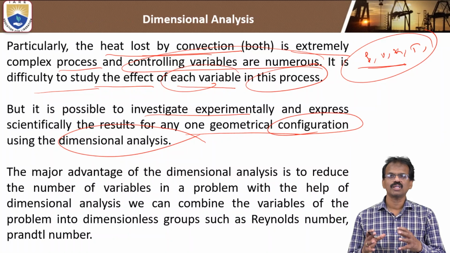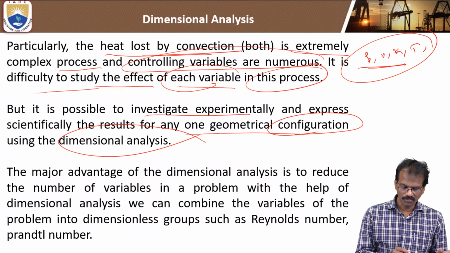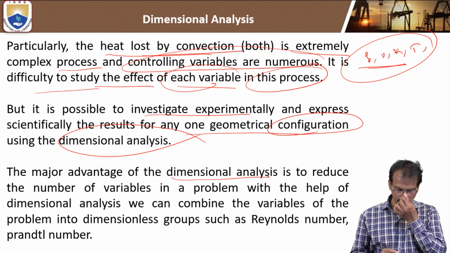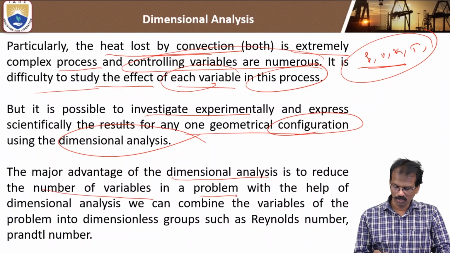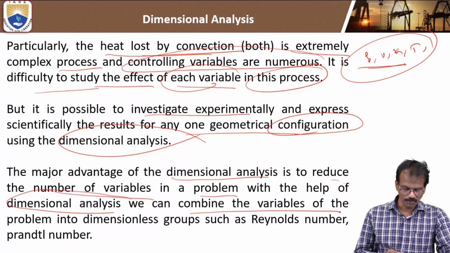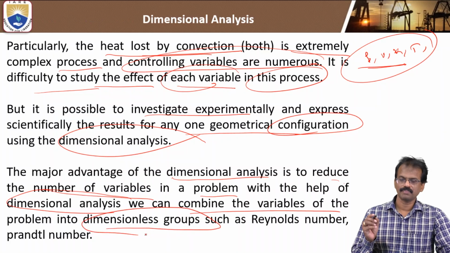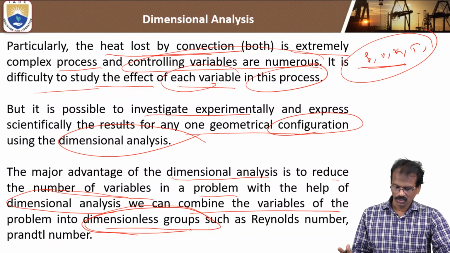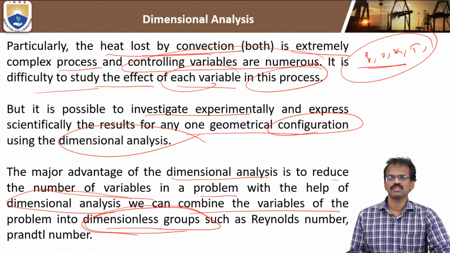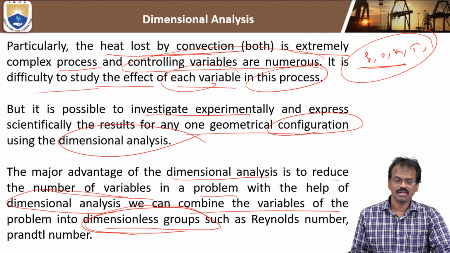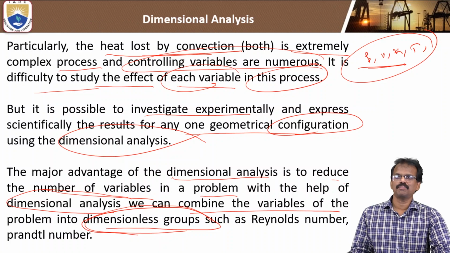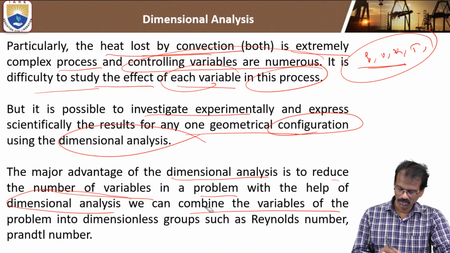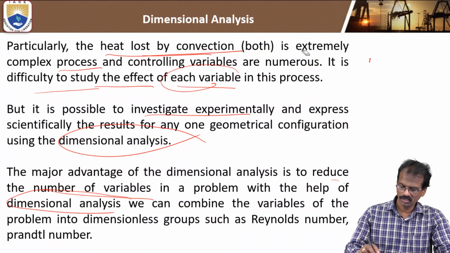Okay, so we'll see what those dimensionless numbers are. The major advantage of dimensionless analysis is that it reduces the number of variables in a problem. With its help, we can combine the variables of the problem into dimensionless groups, and these dimensionless groups are dimensionless numbers. The main dimensionless numbers are the Reynolds number, Prandtl number, Grashof number, and Nusselt number. So these four are very important numbers, and we'll discuss their importance.